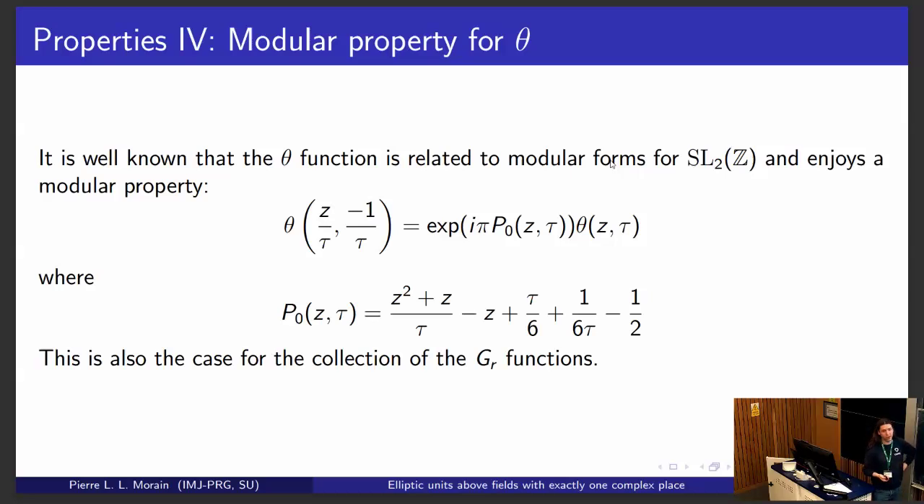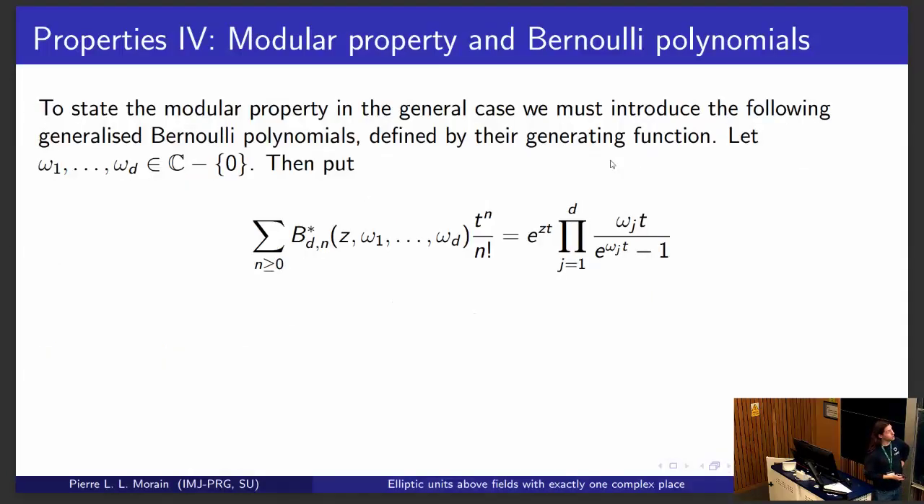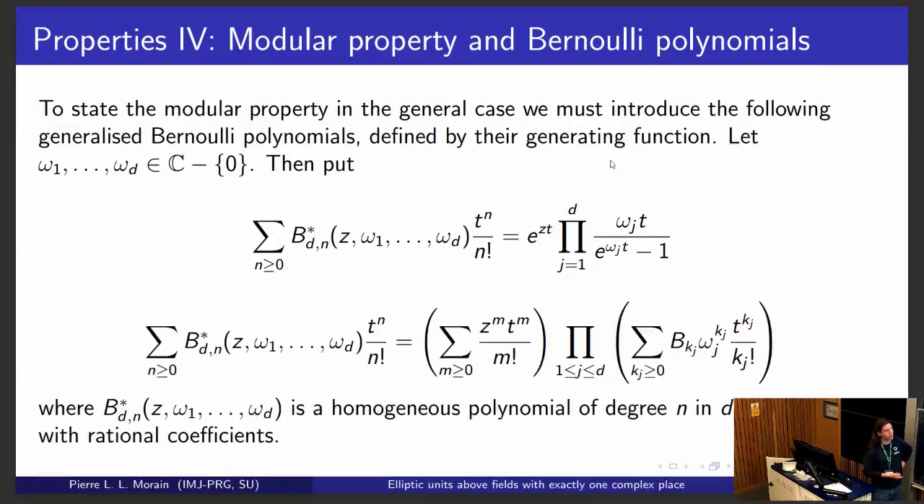So to get the exact polynomial for the GR functions that I have to use for the modular property, I need to introduce Bernoulli polynomials from Narukawa. And this is the definition by the generating function. And it's totally explicit as a sum of polynomial with Bernoulli numbers as coefficients and maybe factorial somewhere. I'm not going to extend too much on this. The definition is there to give the modular property, and if you want to see more of this, you can find it in the preprint.